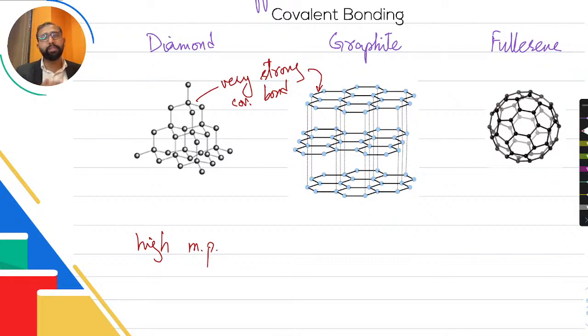Why? Because they have very strong carbon to carbon attraction. Carbon to carbon bond is very strong, which is very difficult to break. So if you want to melt it, you have to break all these forces. You have to break the whole structure, and that structure can be difficult to break. So no wonder they have very high melting point.